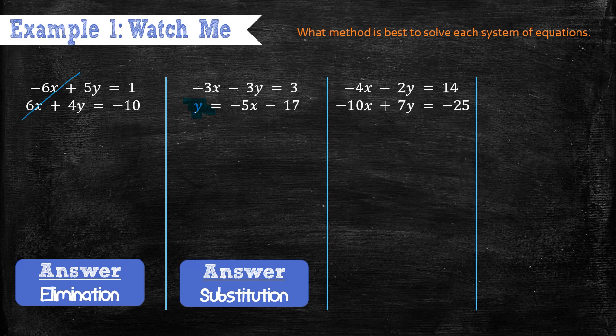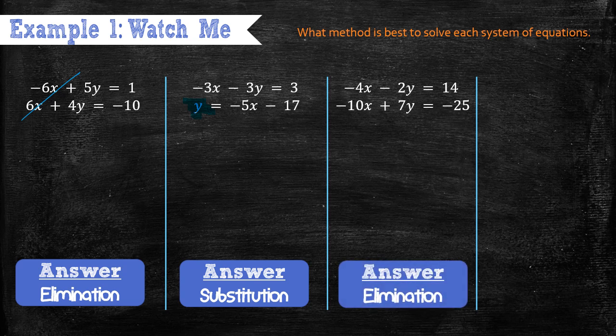Third example, I've got negative 4x minus 2y equals 14, and negative 10x plus 7y equals negative 25. Now this one isn't quite as nice as the first two. I don't have anything that eliminates right away, but it's set up in standard form, so I could still use elimination pretty quickly just by multiplying the top or the bottom equation by some number to help eliminate variables.